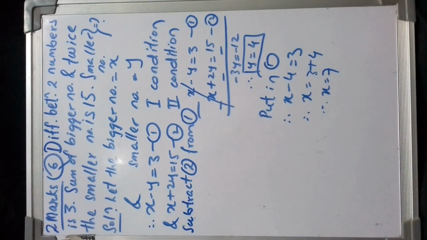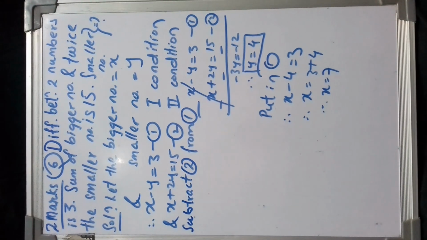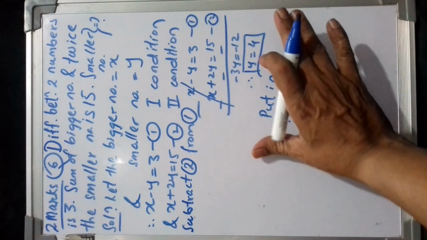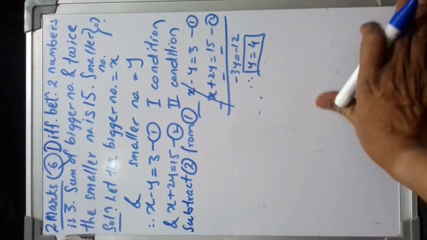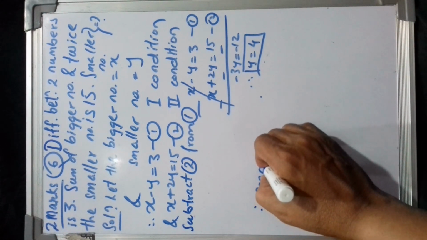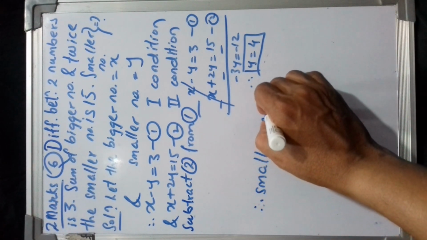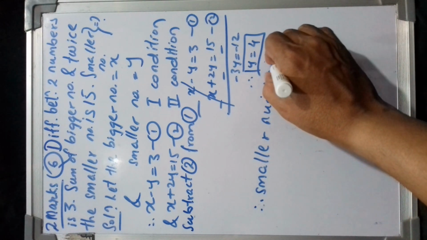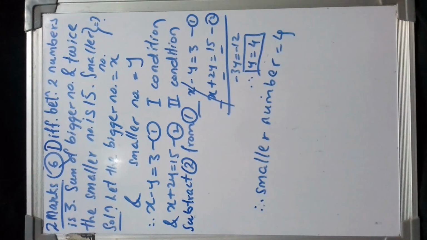Now we have to find the smaller number. So the smaller number is y. So we got it. When the question asks to find the smaller number, we have to find only the smaller number. Alright, this mistake can be made by students also, that whatever is asked, we are supposed to solve only that much. We are not supposed to solve anything extra.